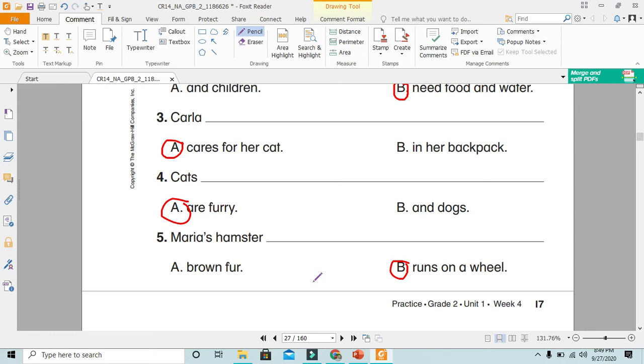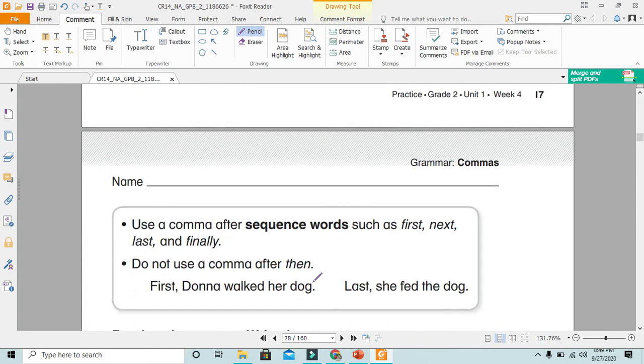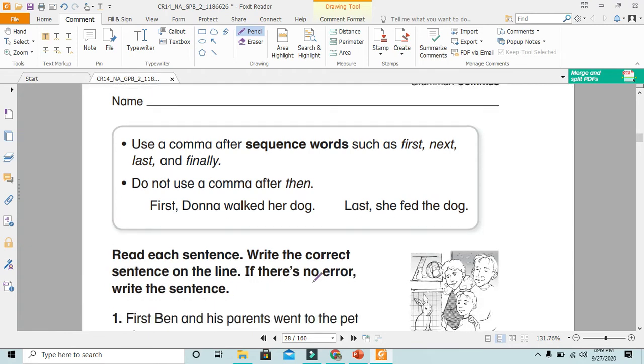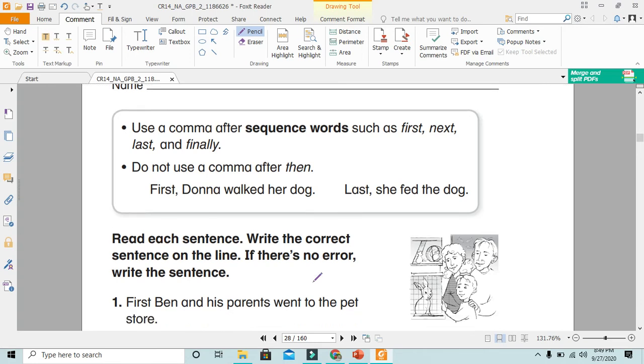We finished 16, 17, now it is 18. On page 18, we are going to learn about the sequence. What is sequence? Sequence is like order. What comes first, what comes next, last, and finally. We use these words, first, next, last, and finally, especially when you write a story or when you read a story. You find these words to tell you about the order or the sequence of events, or what happened.